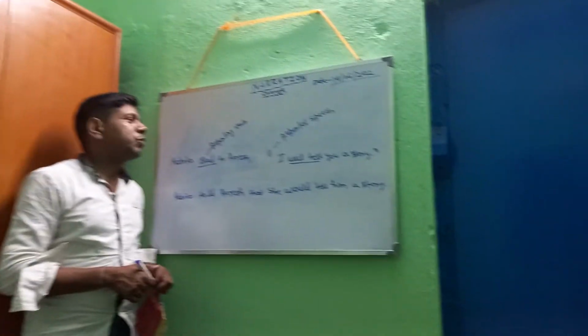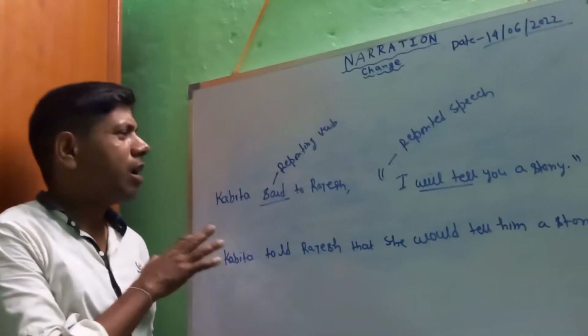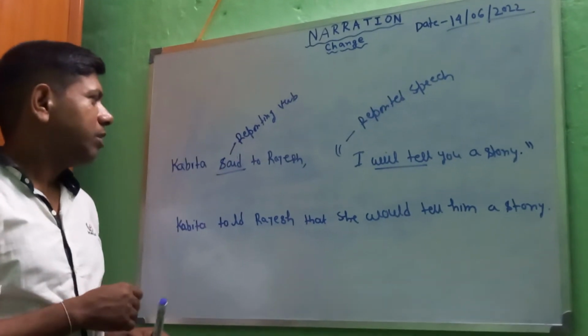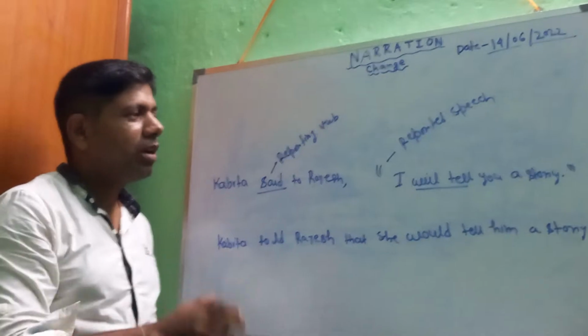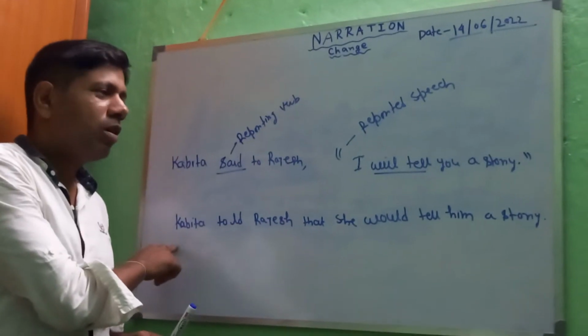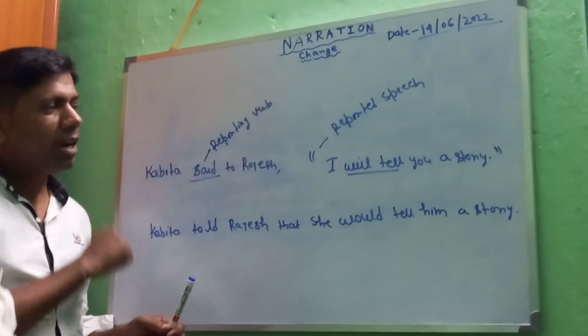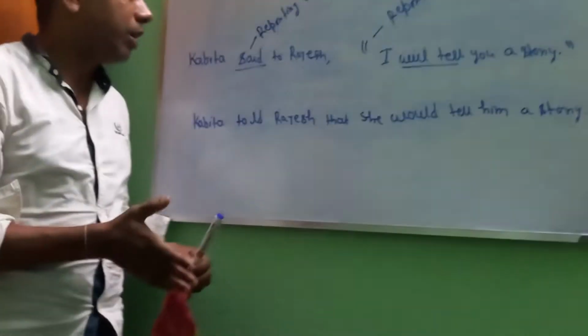Okay. So, narration change. Here I have written a sentence in direct speech. Direct speech means the speaker's own words kept in quotation. That is called direct speech, and the other is called indirect speech. It is so called because here a third person expresses the speech. Now let's come to the original point. What's the main rule?